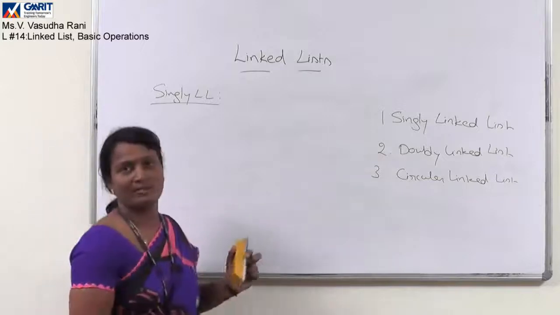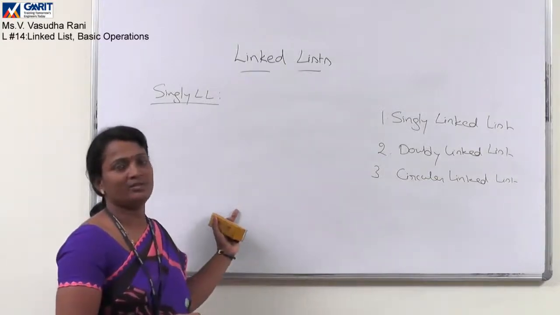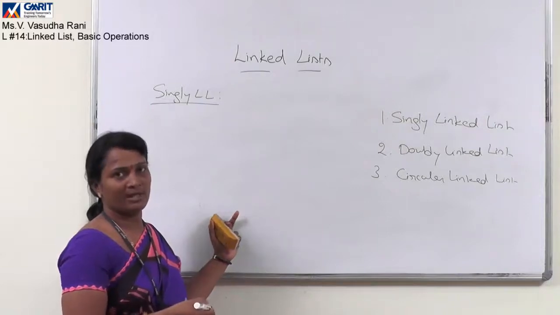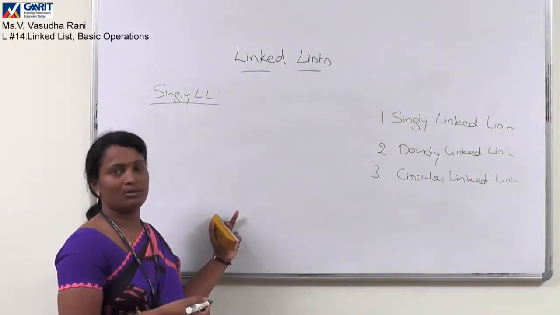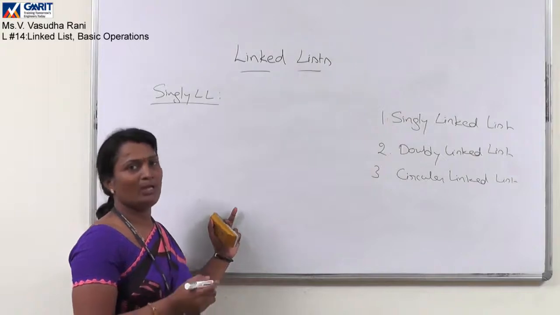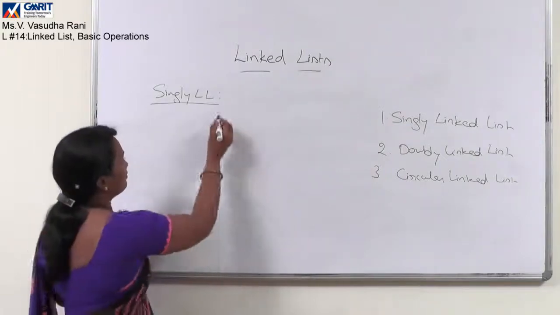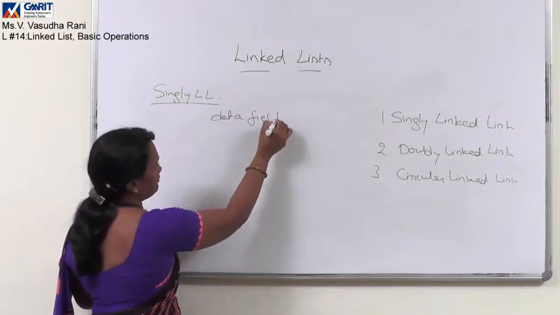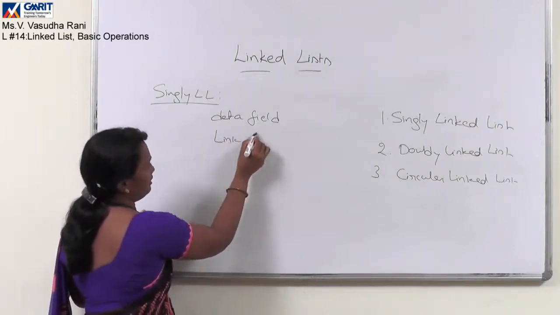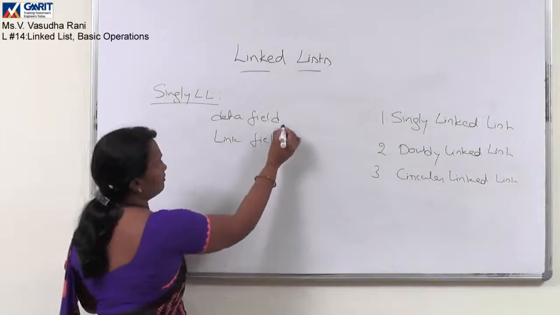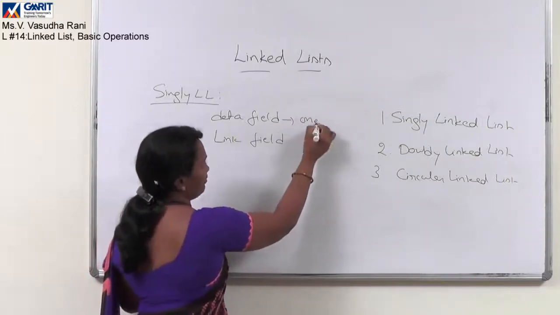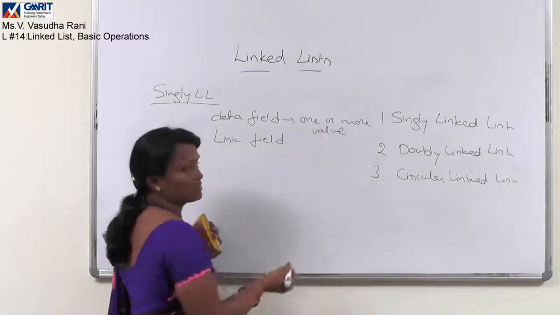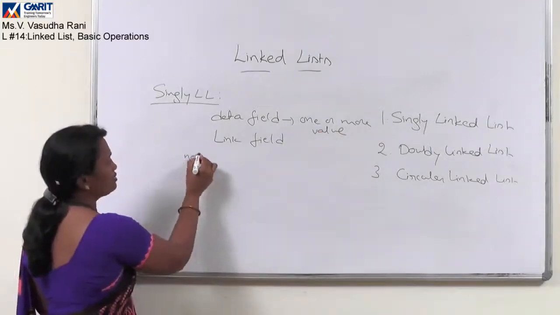The singly linked list can be defined as a linear data structure with a list of nodes wherein each node is defined with one or more data fields and one link field. What is that? Data field and link field. In the data fields, there can be one or more values, following the node structure.